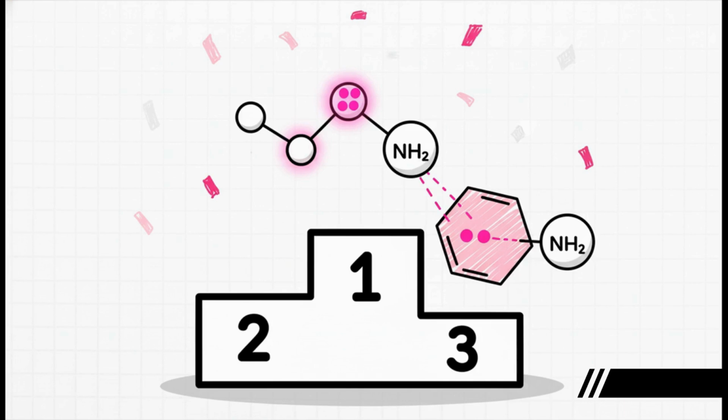Aniline, on the other hand, is weaker because that big benzene ring pulls the lone pair into its resonance system, spreading it all over the ring and making it much, much less available to act as a base.